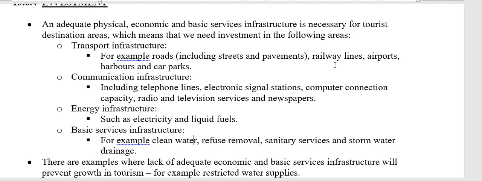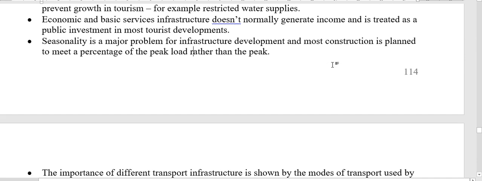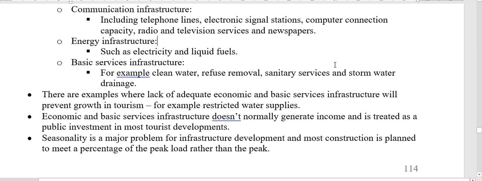In terms of communication infrastructure, this will include telephone lines, electronic signal stations, Wi-Fi signals, computer connections, radio and television services, newspapers, any kind of communication. The most important communications infrastructure would be telephone lines and obviously data. People need access to Wi-Fi. When the tourists come, they still need to communicate to their family back home. I don't know about you, but if you go anywhere, your parents want to know that you have arrived safely.